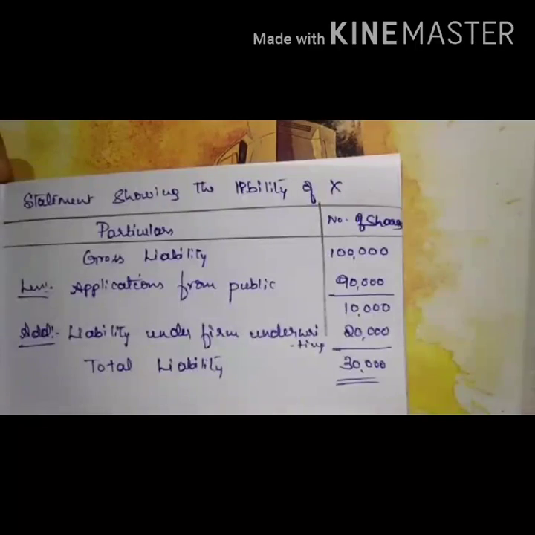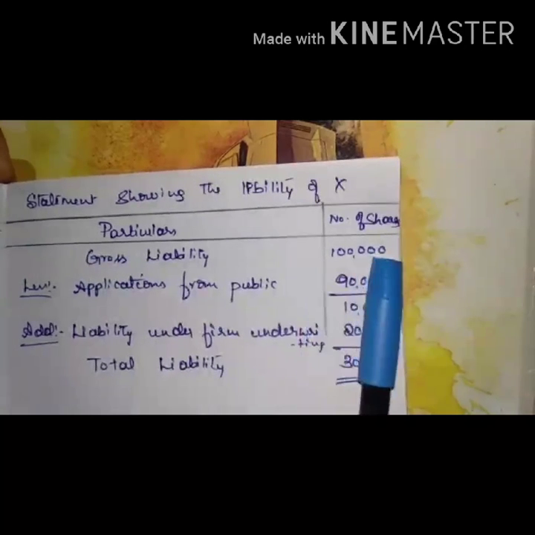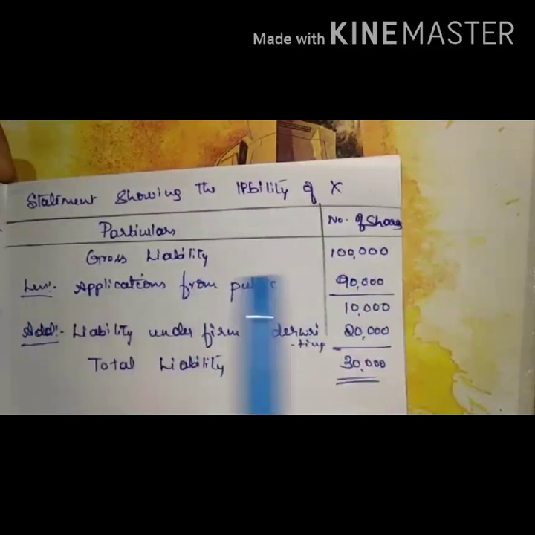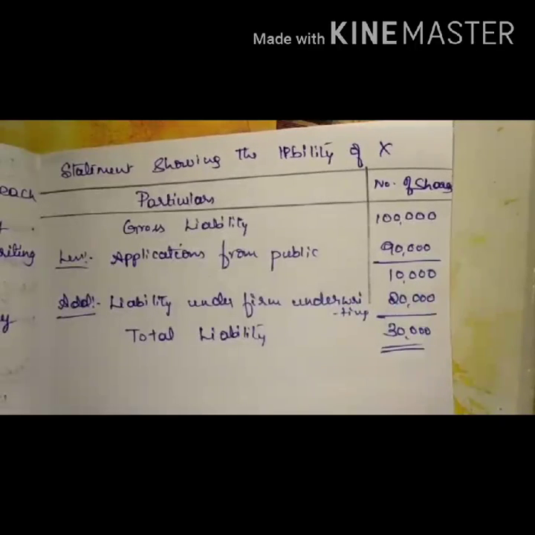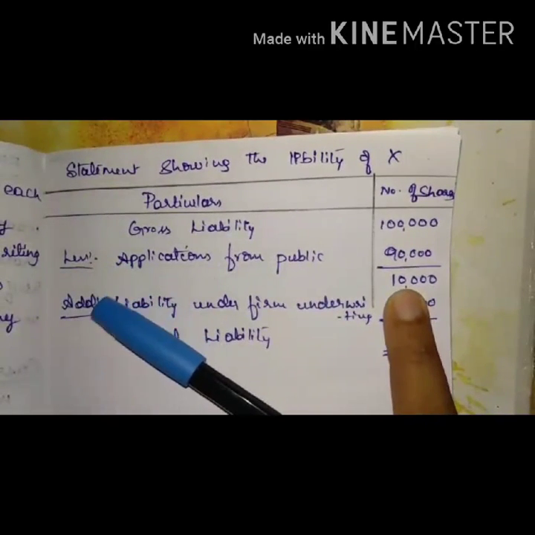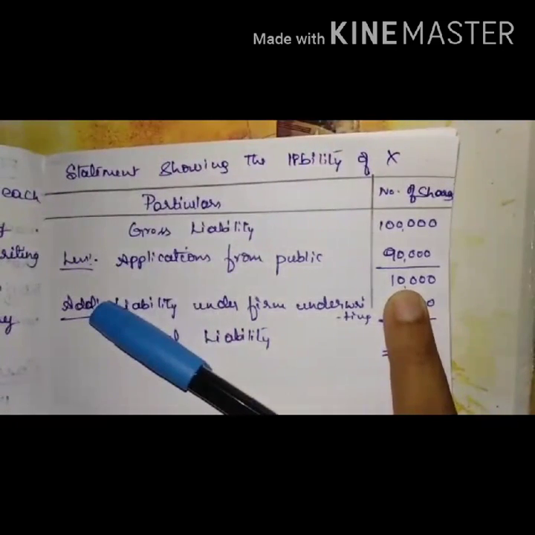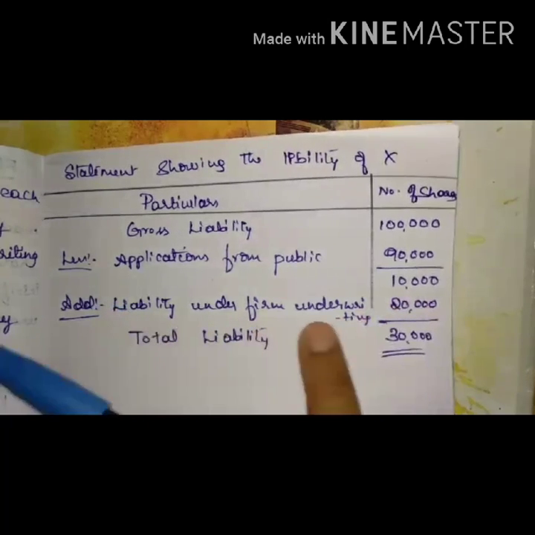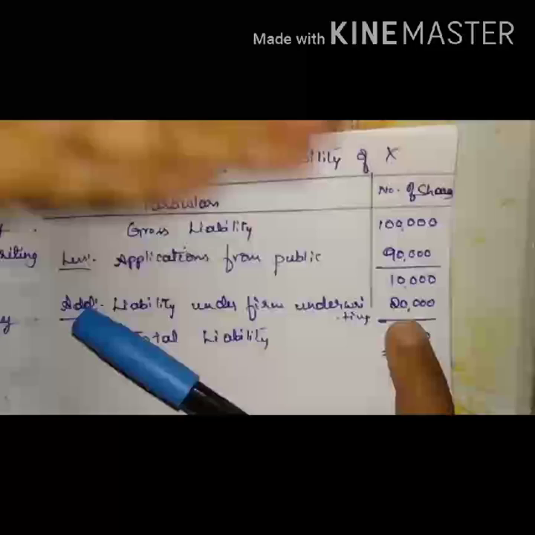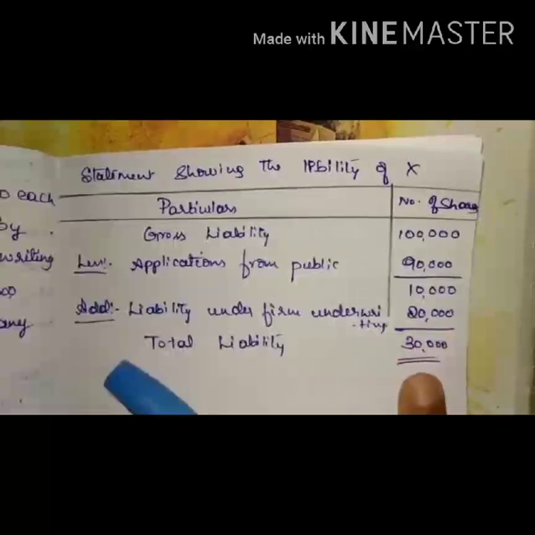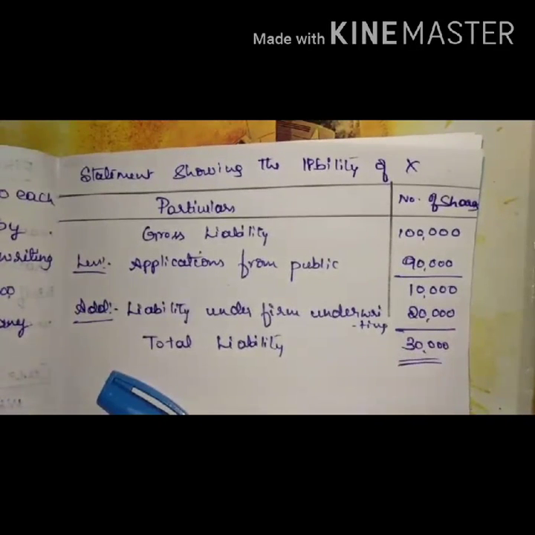Here I solved the problem. First is gross liability. Liability is to take up the whole of the issue. The whole of the issue means 1 lakh less applications from the public. From the public, the company received 90,000 shares. So I deducted this, and I got 10,000 shares that X needs to take up under pure underwriting. Again, liability under firm underwriting: along with that you need to take up 20,000 shares under firm underwriting. So total liability is to take up 30,000 shares.